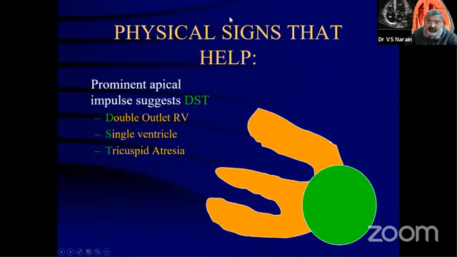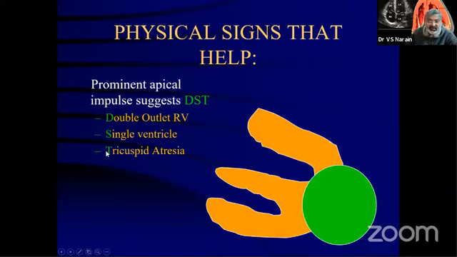Now, we've already enumerated the causes of a left ventricle which is clinically evident in the setting of tetralogy. And remember, DORV, single ventricle, and tricuspid atresia are the 3 common causes of finding an LV in a tetralogy physiology situation.